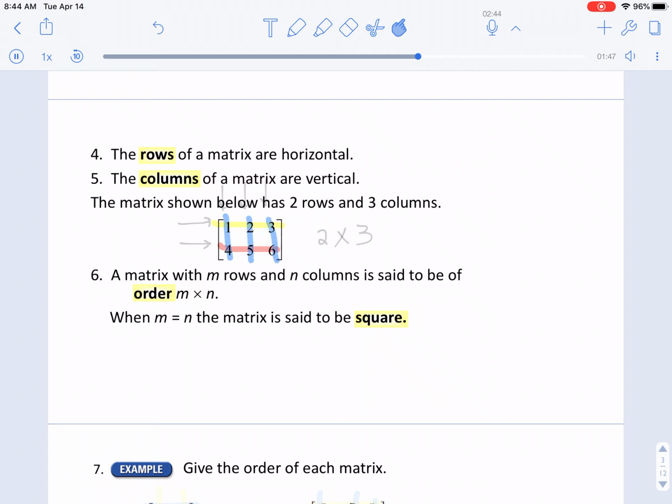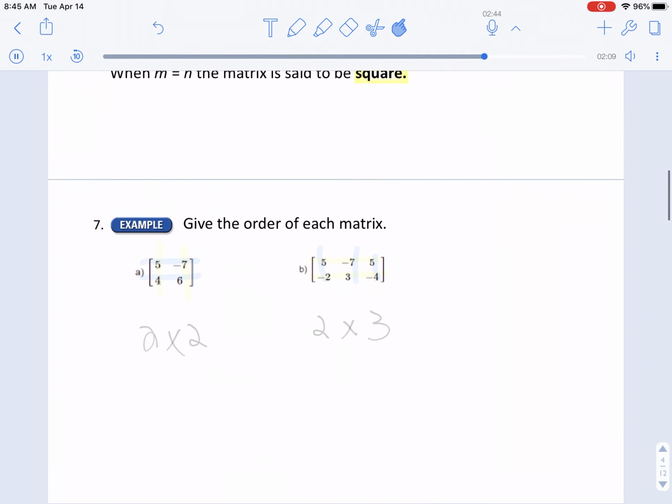The order of a matrix is m by n, and if m equals n, then it's said to be a square matrix. So, for example, this matrix is a 2 by 3 matrix. That's called its order because it has 2 rows, 1, 2, and 3 columns, 1, 2, 3. So it's a 2 by 3 matrix. So let's look at the next page.